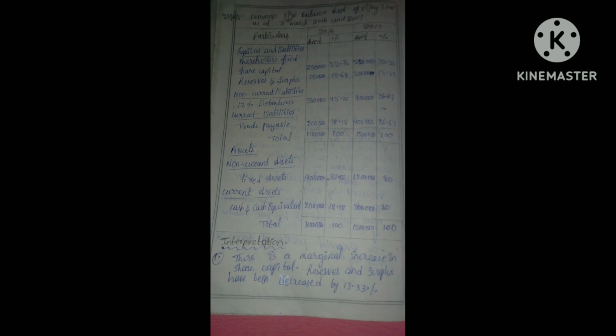So coming to the problem, first we will take equities and liabilities. In equities and liabilities we have shareholders fund. In shareholders fund we have share capital. So amount is 2,50,000 for 2016. So divide 2,50,000 by the total amount, that is 11 lakhs, into 100. So we will get the percentage, that is 22.72. Round it off and take 22.73.